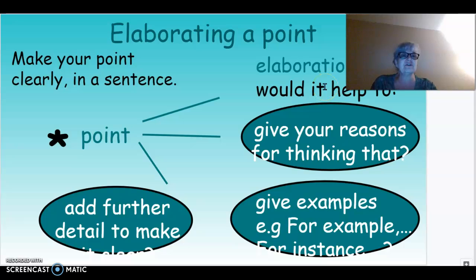Then you're going to add some elaboration. It would help you to give reasons for thinking that. What are your reasons for thinking that birds are intelligent? Okay, and so you give your examples. For example, or for instance. You can use these words. Then you would add further detail to make it clear.